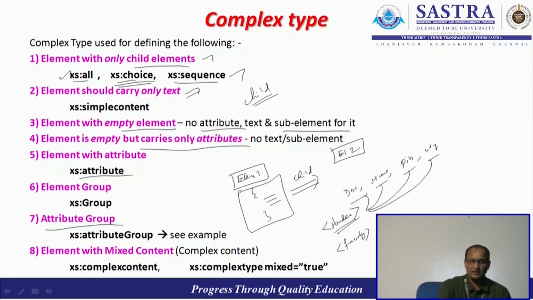The same way, as we have discussed, the element sometimes has mixed type of content. It is nothing but a combination of child, subchild, text and attributes in any combination. Element followed by text or text followed by element, given for one particular element, should be considered as complex content. We can provide mixed equal to true. This is the way we can provide the complex content for a child element.